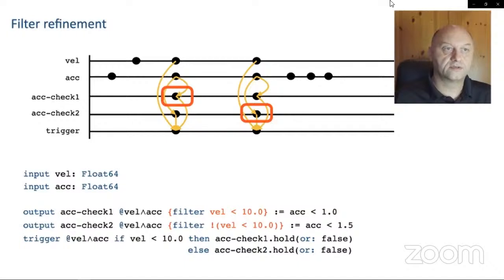Our second optimization, the filter refinement transformation, addresses this by inserting a filter condition. This filter condition is evaluated dynamically and ensures that the actual stream is only computed when needed by the trigger condition. This means that acceleration check 1 is only extended when the velocity is below 10, and check 2 is only extended when this is not the case. There are also some technical modifications to the trigger condition that are needed to ensure that the result of the trigger is not affected by this change, but I'm not going to go into this detail now.